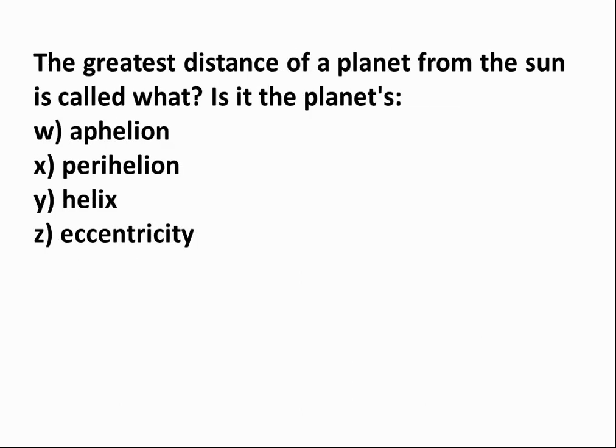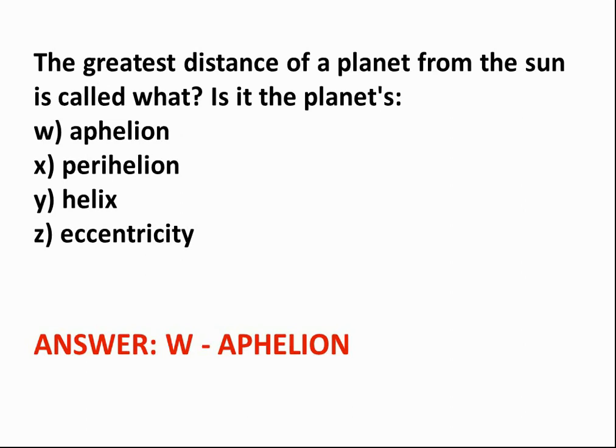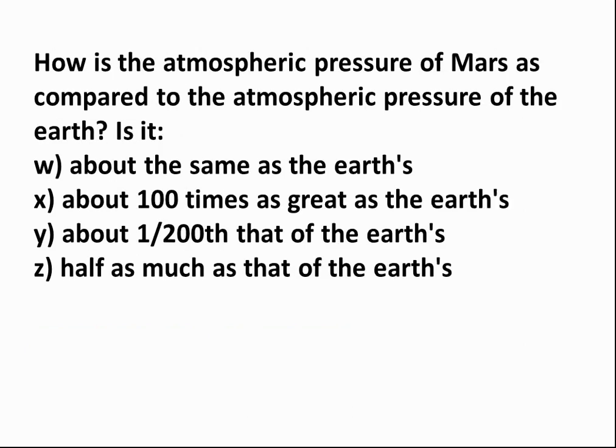The greatest distance of a planet from the Sun is called what? Is it the planet's W. aphelion, X. perihelion, Y. helix, Z. eccentricity? Answer: W. aphelion. How is the atmospheric pressure of Mars as compared to the atmospheric pressure of the Earth?